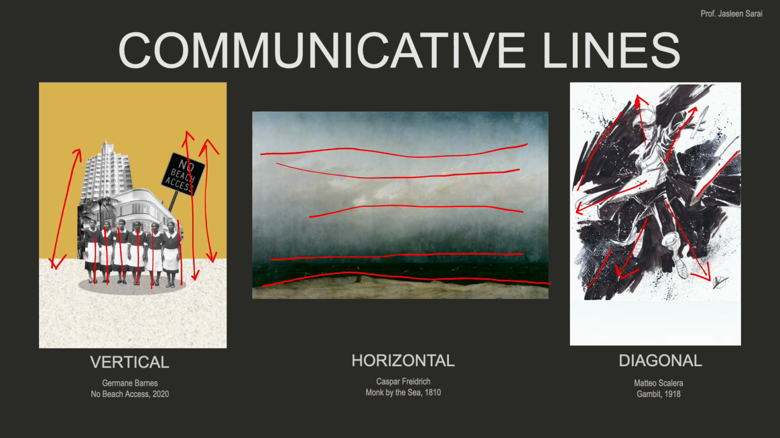So these are just some basic ideas that you can use to enhance your design. If you want to show the idea of stability, of power, use vertical lines. If you want to show something that's calm and soothing, use horizontal lines. And if you want to show movement and action, you can use diagonal lines to enhance that.